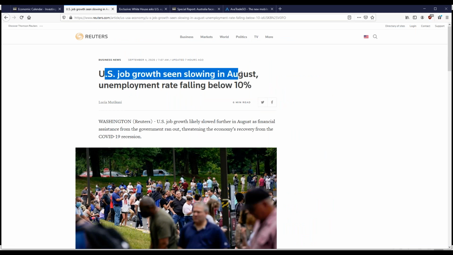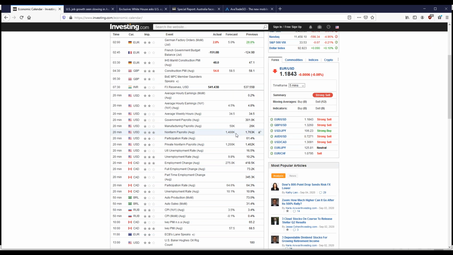So U.S. job growth seen slowing. This is the guess that maybe the numbers aren't going to be as good as expected, and the expectations are less. Non-farm payrolls expectation is 1.4 million new jobs, which is an insane number, by the way. Usually 200,000 new jobs is a good number in the U.S. And if it comes in at a million or something, that's missing expectations and maybe considered bad news. Last month it was almost 1.8 million, 1.76 million. So 1.4 million would be a decrease.